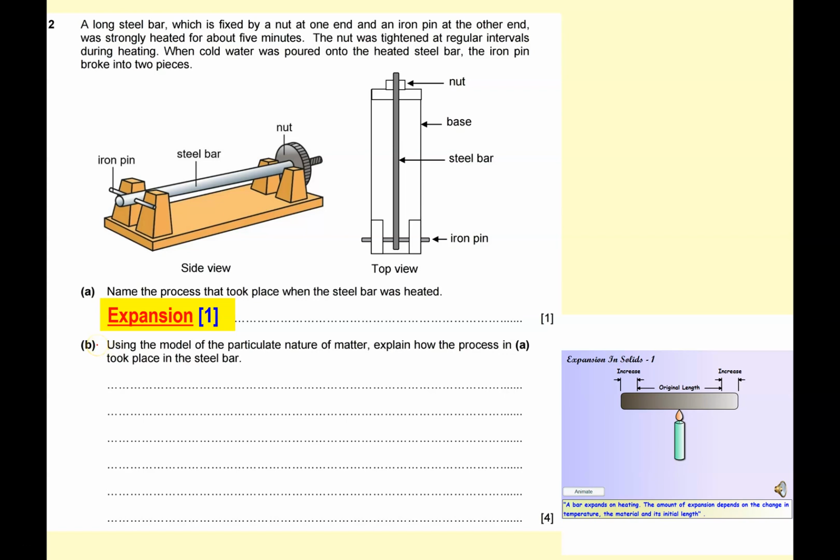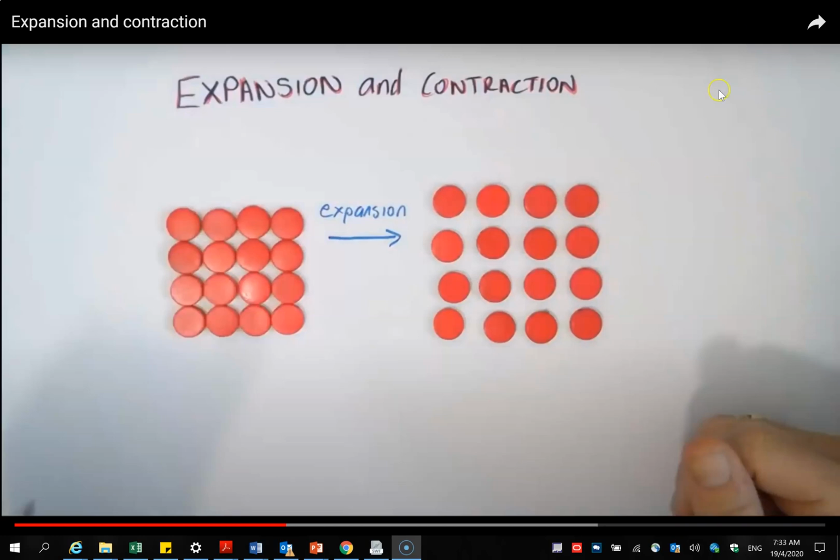Question B. We are to use the model of the particulate nature of matter to explain expansion. This shows the particles in the steel rod before heating. And this shows the particles of the steel rod after heating. What has changed after being heated? It is the space between the particles, right?